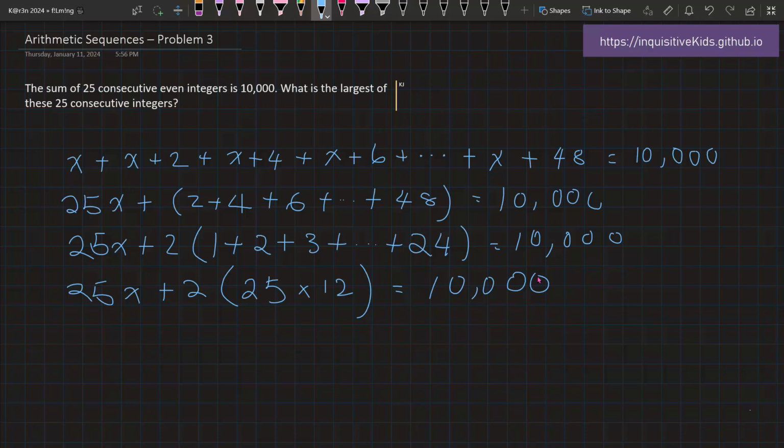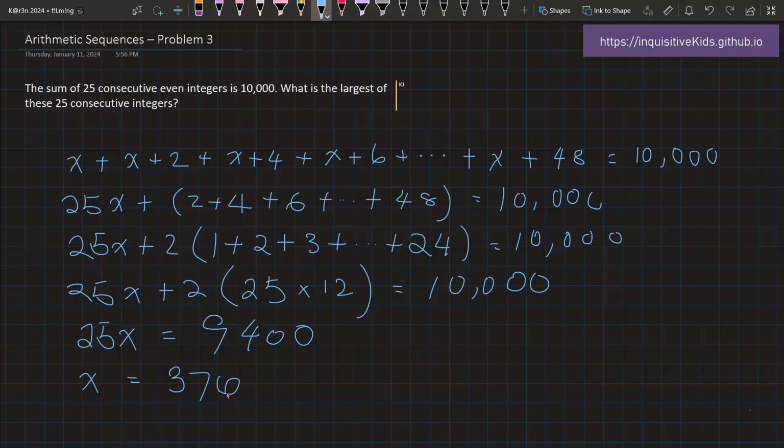So we can first do 25 times 12, which gives us 300. 300 times 2 is 600. So by subtracting 600 from both sides, we get 9,400 on the right side is equal to 25x. Now we divide by 25 on both sides, giving us 376.